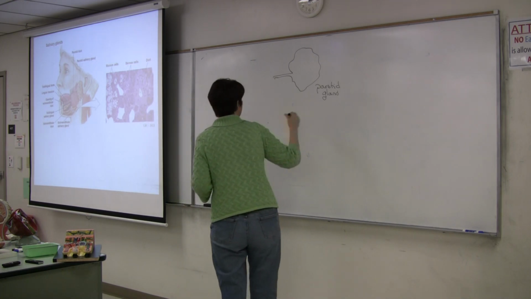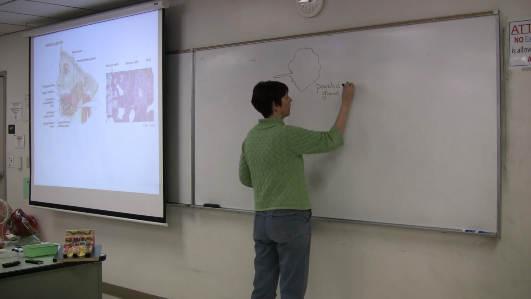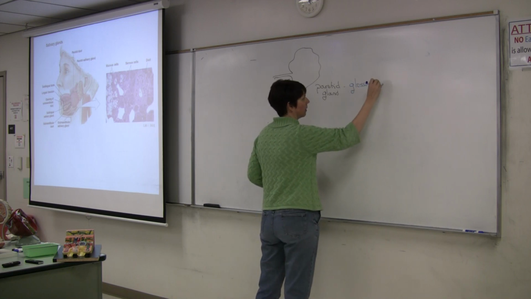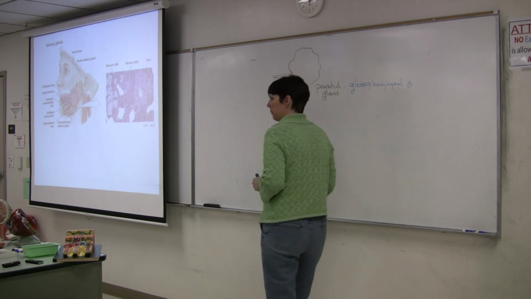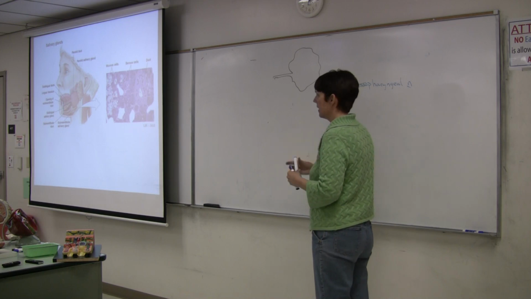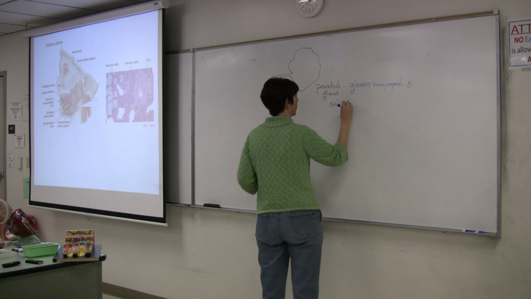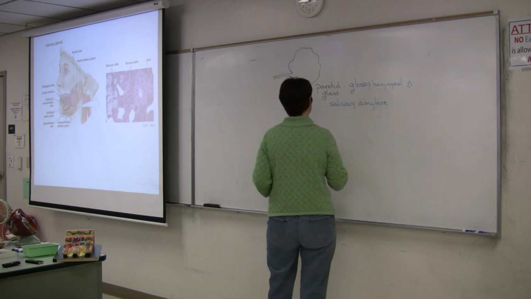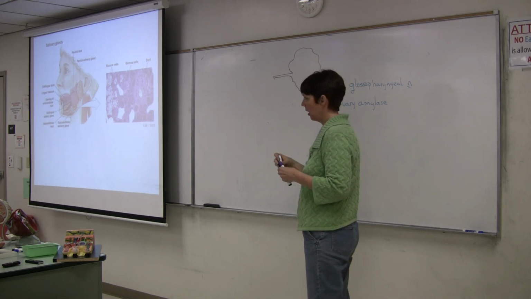So this is innervated by the glossopharyngeal nerve. It is our primary salivary gland for chemical digestion. So it's going to contain salivary amylase. And we'll come back to this in just a moment when we talk about the physiology of digestion in the mouth. So it's a very watery secretion.